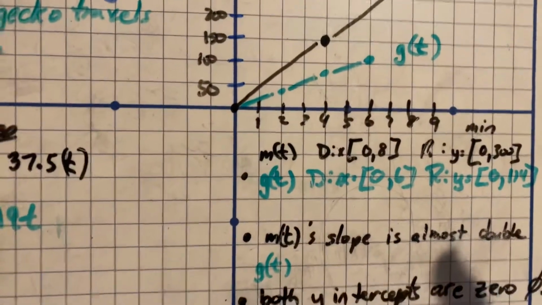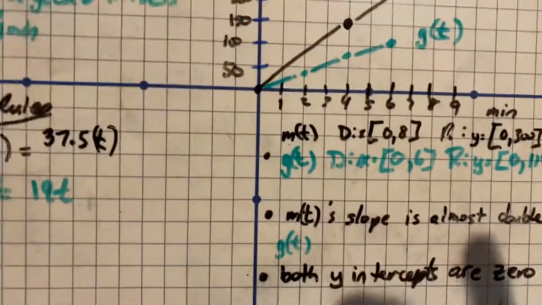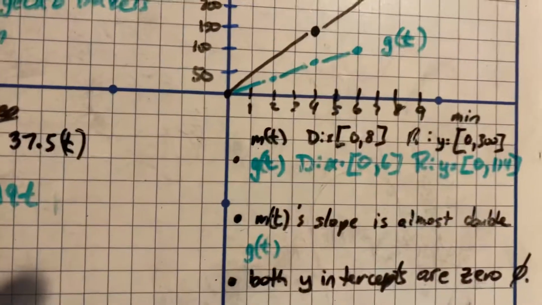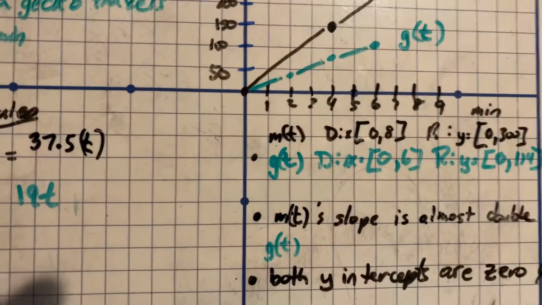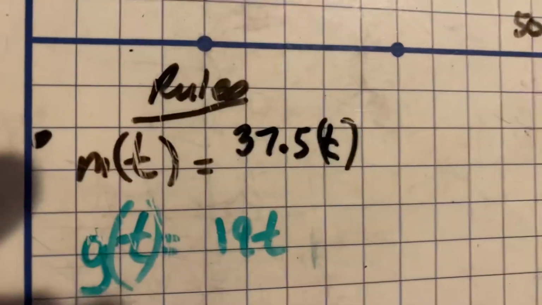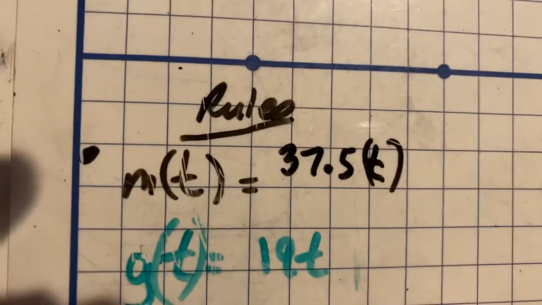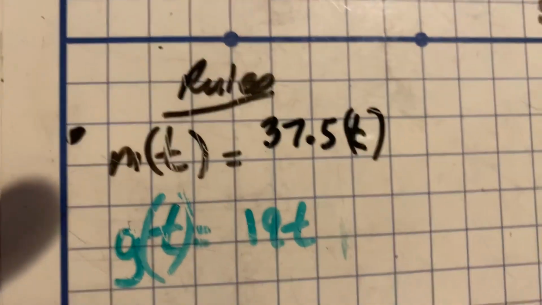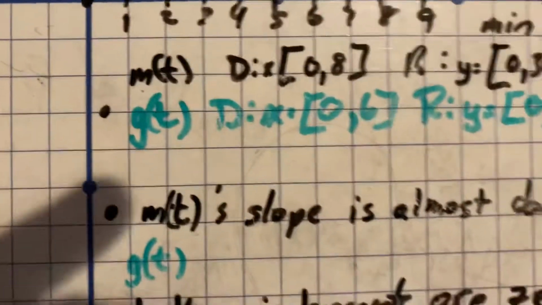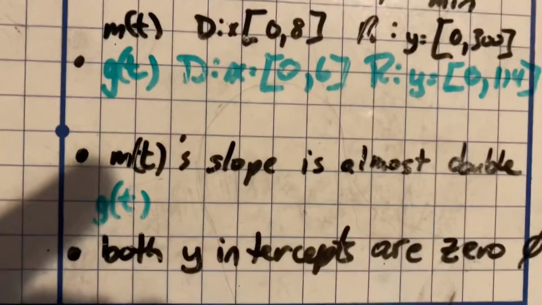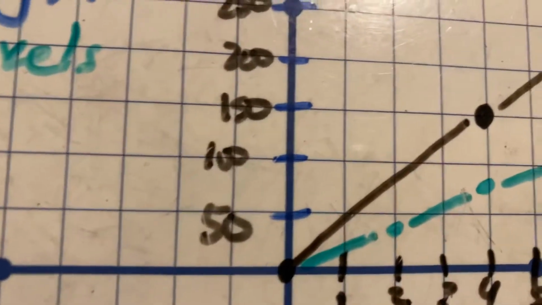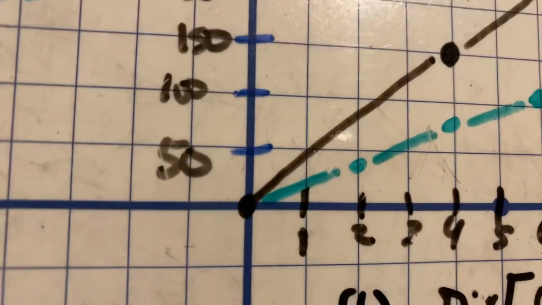Lastly, they want us to compare the slope and the y-intercept. So let's do that last comparison. M of t's slope is almost double g of t, and we can see it right here. Double 19 would be 38, so it's 37.5. We're pretty close to double. And both of the y-intercepts start at 0. And again, you can see that also. So they share the y-intercept in common.